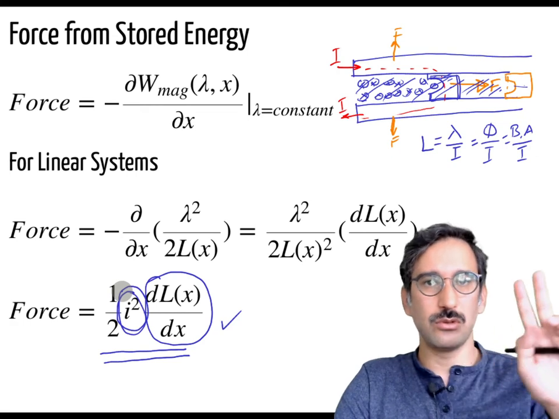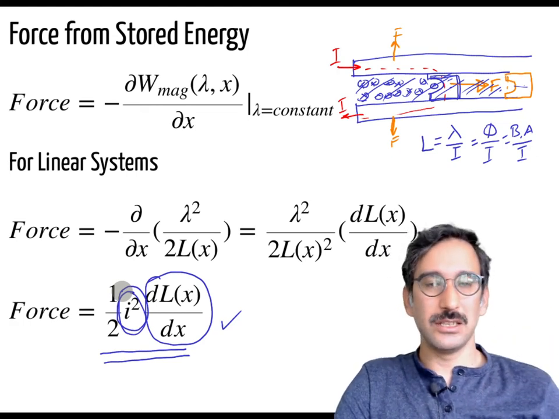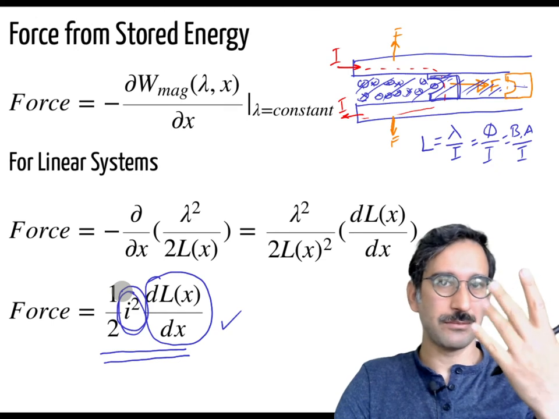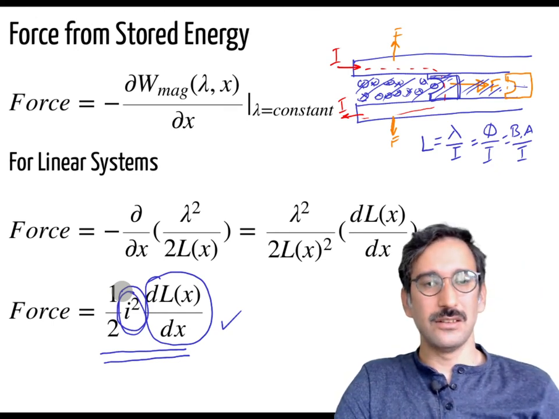So it has two consequences. If it is a linear system, the current value has a direct effect on the force. If you double your current, the force will increase 4 times. Okay, so that is the first direct effect. So the current is really important.